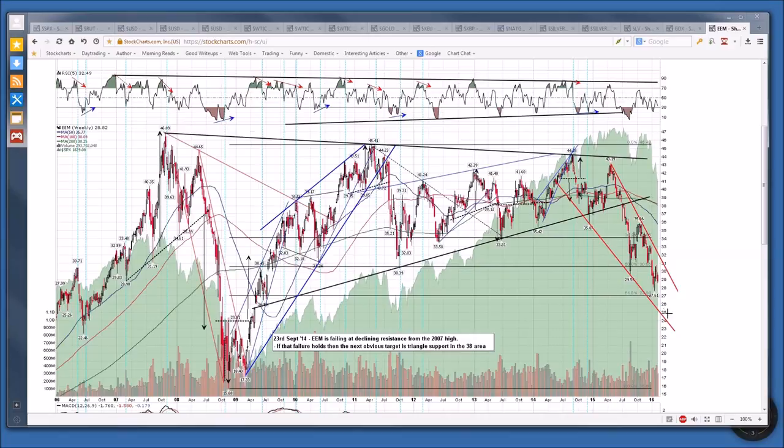So basically, this is going down. There's every chance that EEM is going to go down and get to 24 here. It may go lower, and then afterwards, it's going to go all the way back. And I want you to think about what that also means for the general markets.